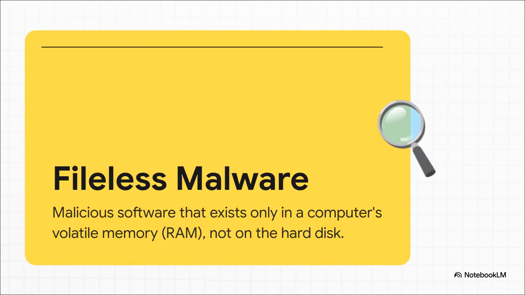Well, meet our main suspect, fileless malware. This thing is the ghost we're hunting. It's malicious software that lives and breathes entirely inside a computer's short-term memory, or RAM. That means your typical antivirus software, which is busy scanning files on the hard drive, is completely blind to it. It's looking in all the wrong places.